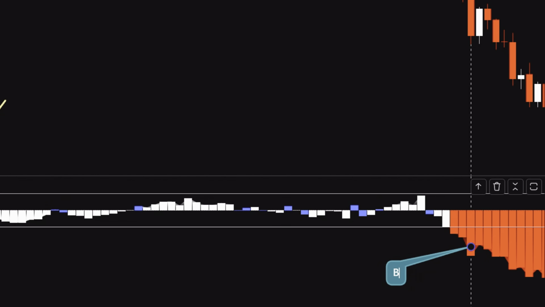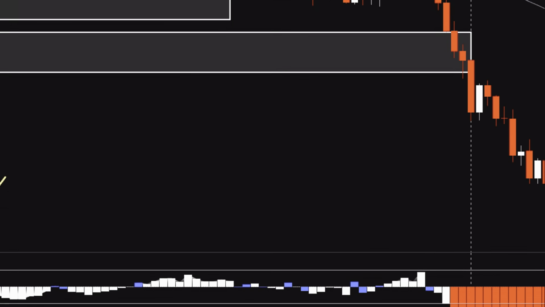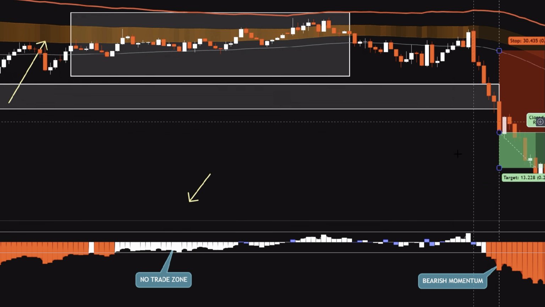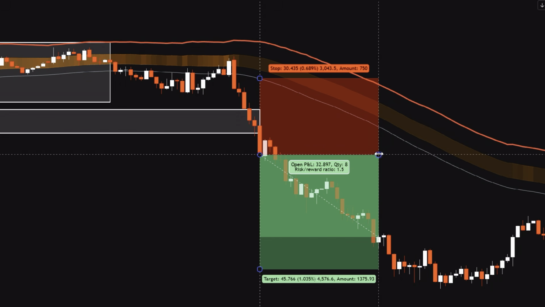But to make sure even more, we check the range oscillator, and as we see here, there's a red histogram below the minus 100 level, so there's strong bearish momentum in the market and the ranging zone is finished, so we can enter our sell trade using the risk management plan I just explained. Now let's move on to the chart again.